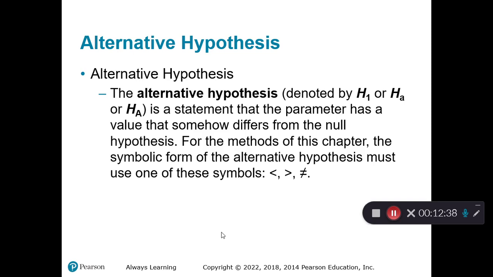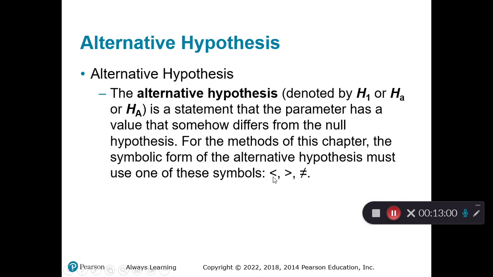So we will use one of the following 3 symbols. It will either be the less than symbol, greater than symbol, or the not equal to symbol. So again, these are statements of inequality, not equal. Notice that the 2 inequality symbols here are not the weak type, they are the strict type.